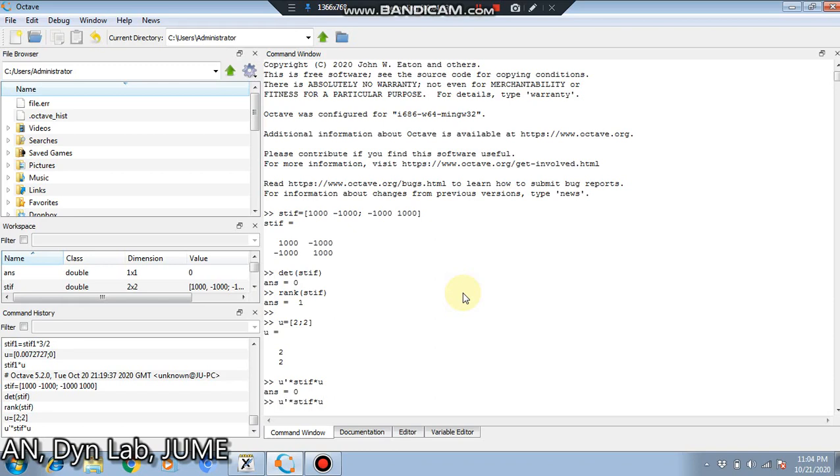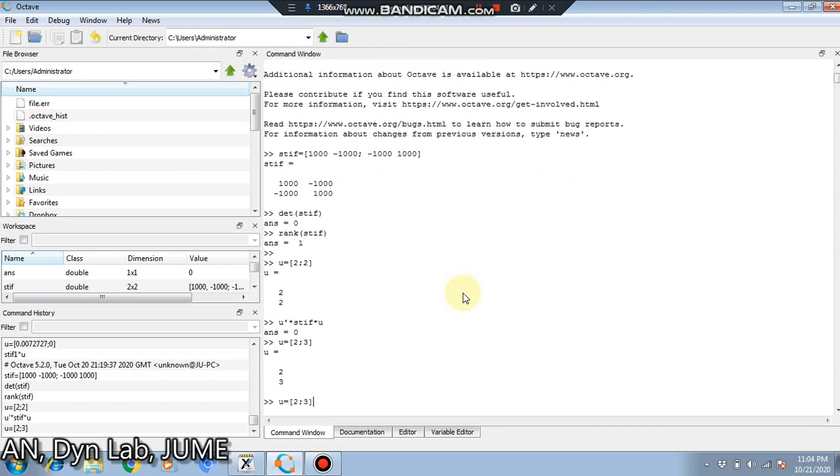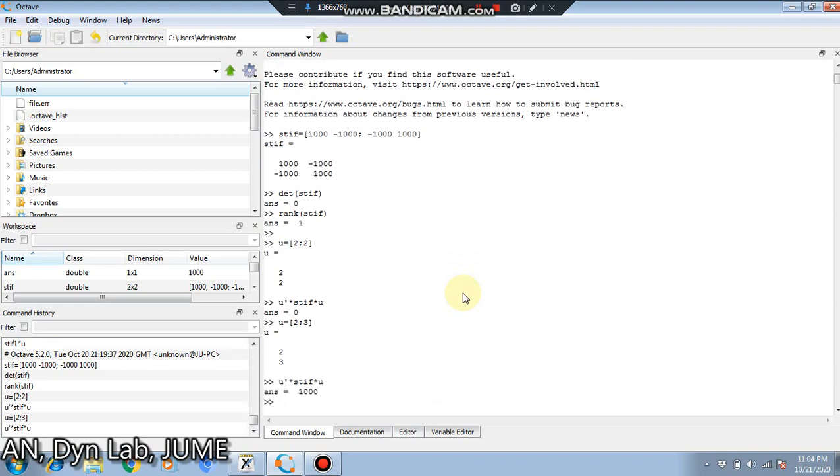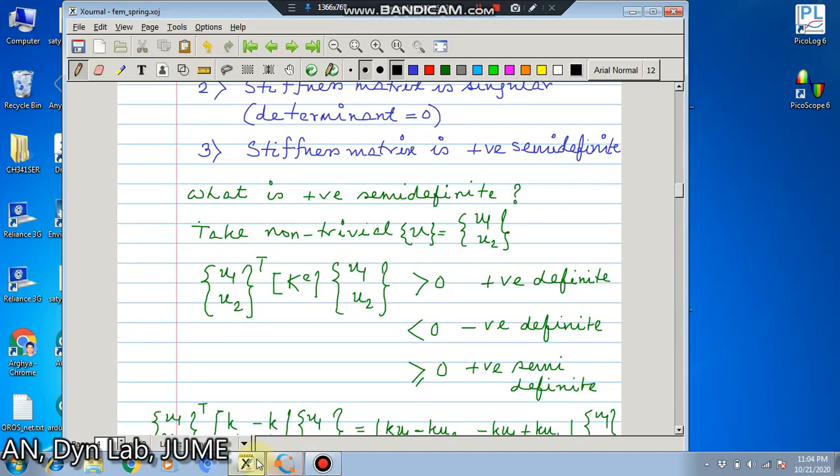Now if you just use this up arrow key, if you take u equal to 2 3, and again repeat stiff u, just use the up arrow to get the previous commands, then you get 1000. So see, it is a positive semi-definite matrix, because you can get 0 or you can get a positive number. Never can you get a negative number. Anyway, let's continue.